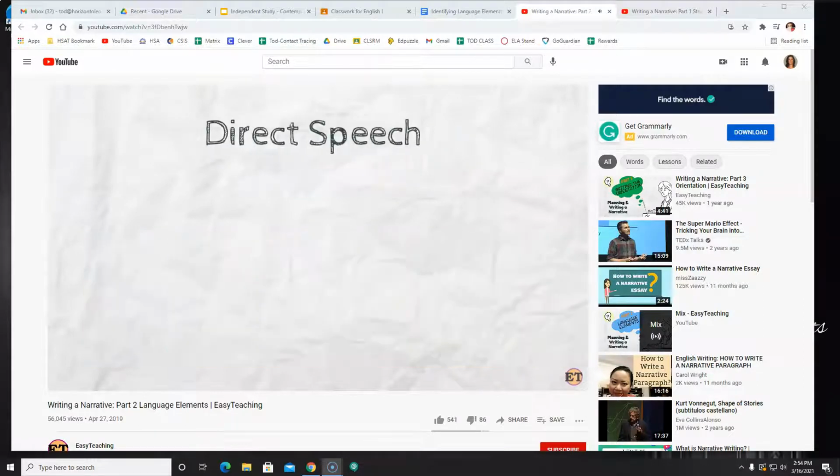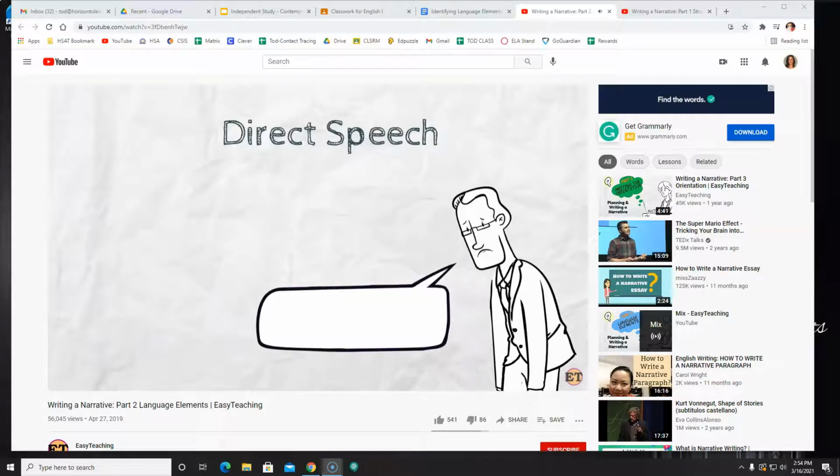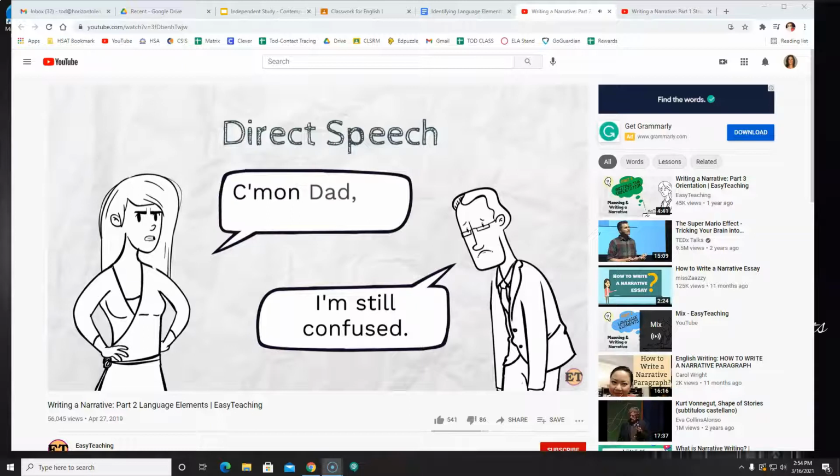Writers can also use direct speech, which is when characters talk to one another. Direct speech can be used to show the personality of our characters, as well as give clues as to how they're feeling.